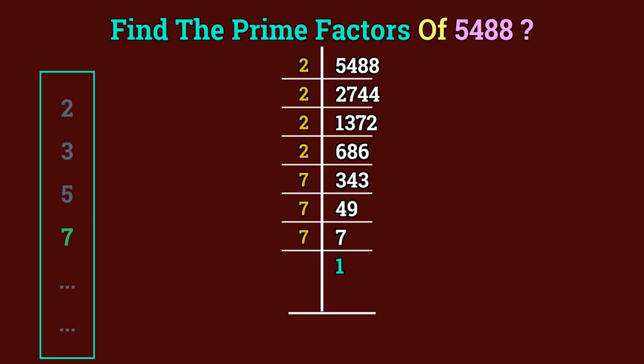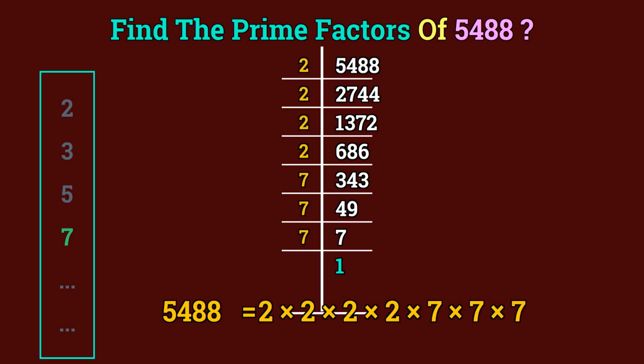And we are done. The prime factors for 5488 are 2 times 2 times 2 times 2 times 7 times 7 times 7, which can be written as 2 to the power 4 times 7 to the power 3. And these are the whole prime factors for this number.